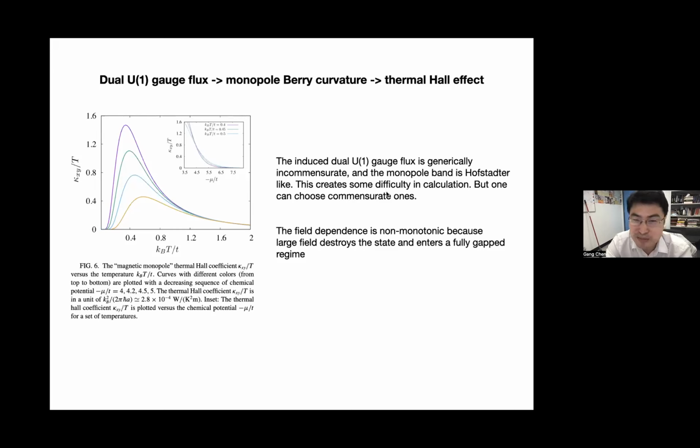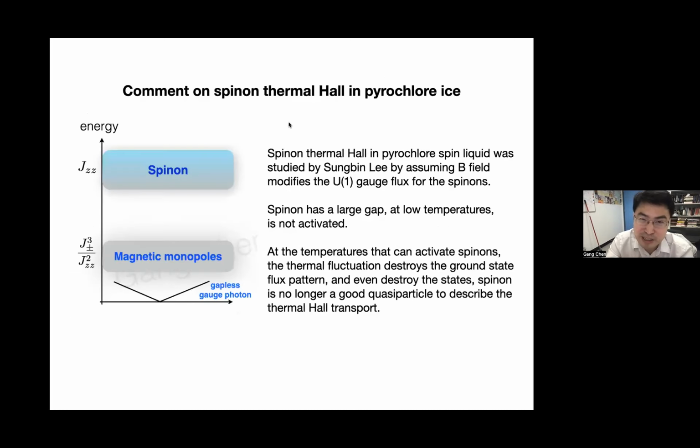So in this regime, we need to think about some other formalism to understand it, right? This is also precisely the reason I believe the spinon thermal Hall effect in quantum spin ice spin liquid may not be applicable, because in order to access the spinon thermal Hall effect, you need to go to a very high temperature, and at this temperature the state is already killed, right? So you cannot use a spinon gauge coupling to capture the thermal Hall transport in this temperature regime, right? Okay, thank you.